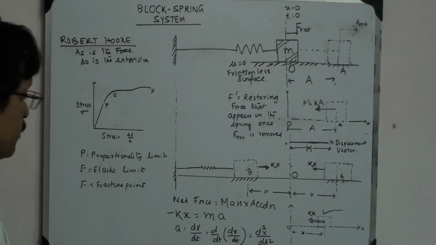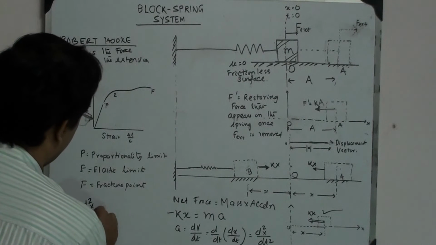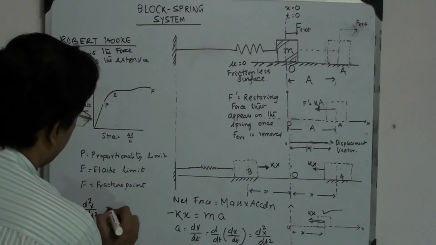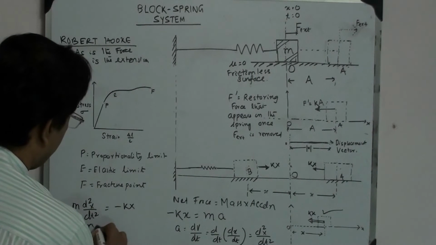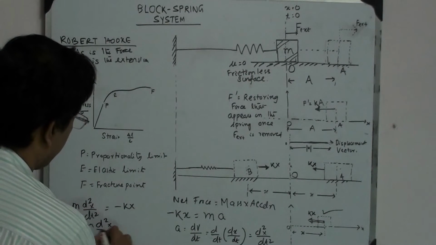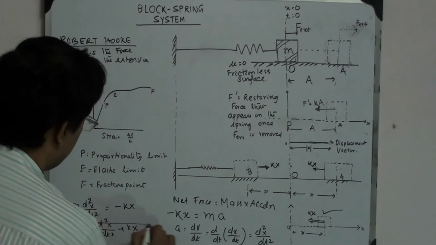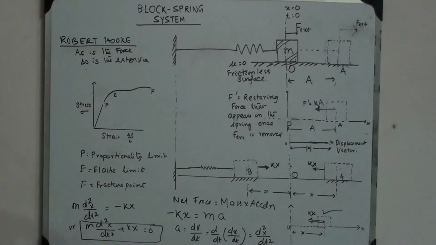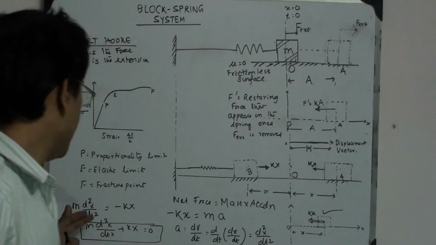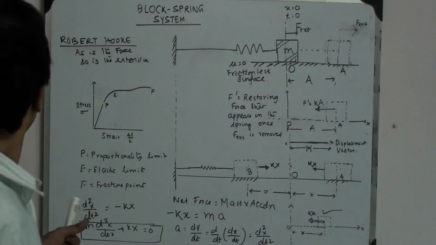So our equation boils down to m d square x by dt square is equal to minus kx, or m d square x by dt square plus kx is equal to 0. This is the equation that we got. m d square x by dt square plus kx is equal to 0.